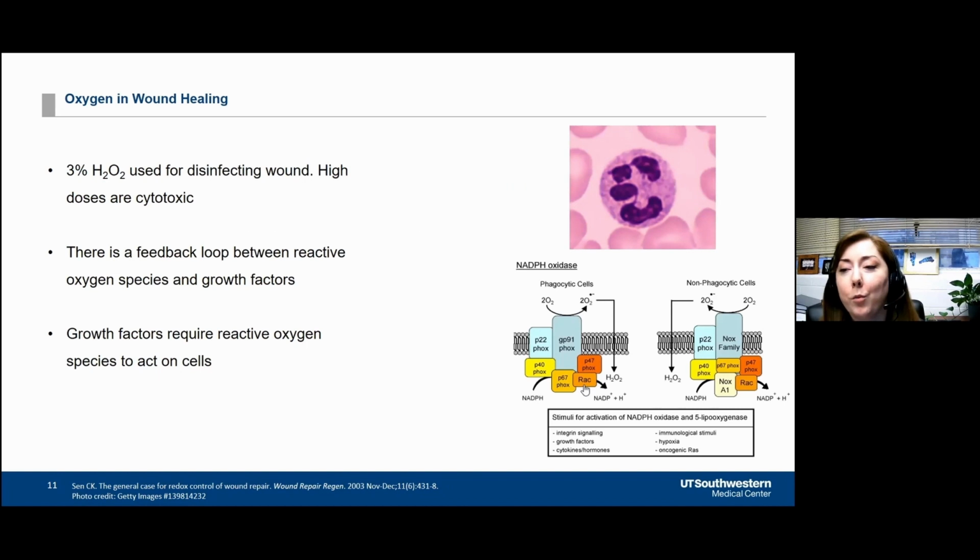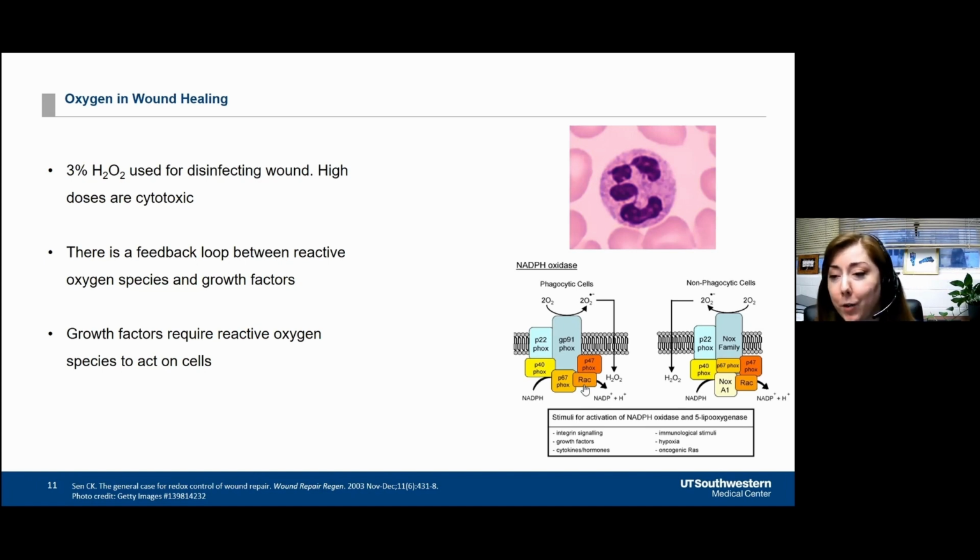So here I have our good old buddy, the neutrophil, on the top right. Just to remind you what they look like, these are our best friends in wounds, helping protect from infection. But when I mentioned the concentration, when we use things like hydrogen peroxide in a wound, we're using 3%. So again, if this were a higher concentration, then that could be cytotoxic. The great thing, though, is that there is a feedback loop between reactive oxygen species and growth factors. Growth factors require the reactive oxygen species to work on cells, so this makes a lot of sense.